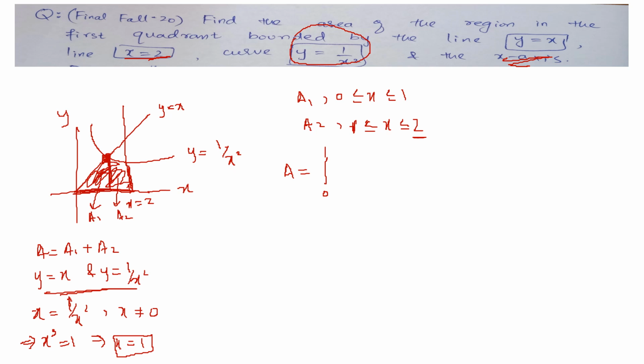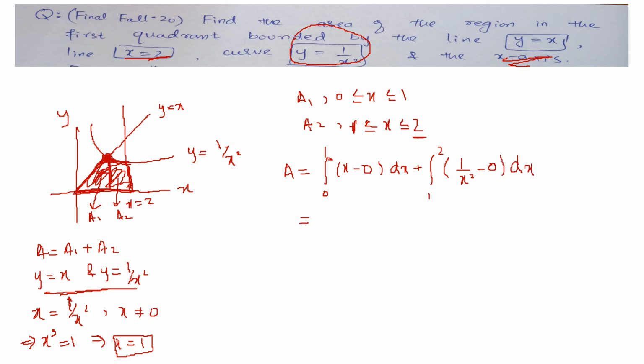The integrand in the first case has this upper curve as the upper bound, and x-axis as the lower bound. The upper bound is the curve y equals x and lower bound is x-axis where y is 0. So this is x minus 0 dx plus, in the second part from 1 to 2, the curve that bounds from above is y equals to 1 over x square. So the integrand becomes 1 over x square minus 0 since the lower bound is x-axis.